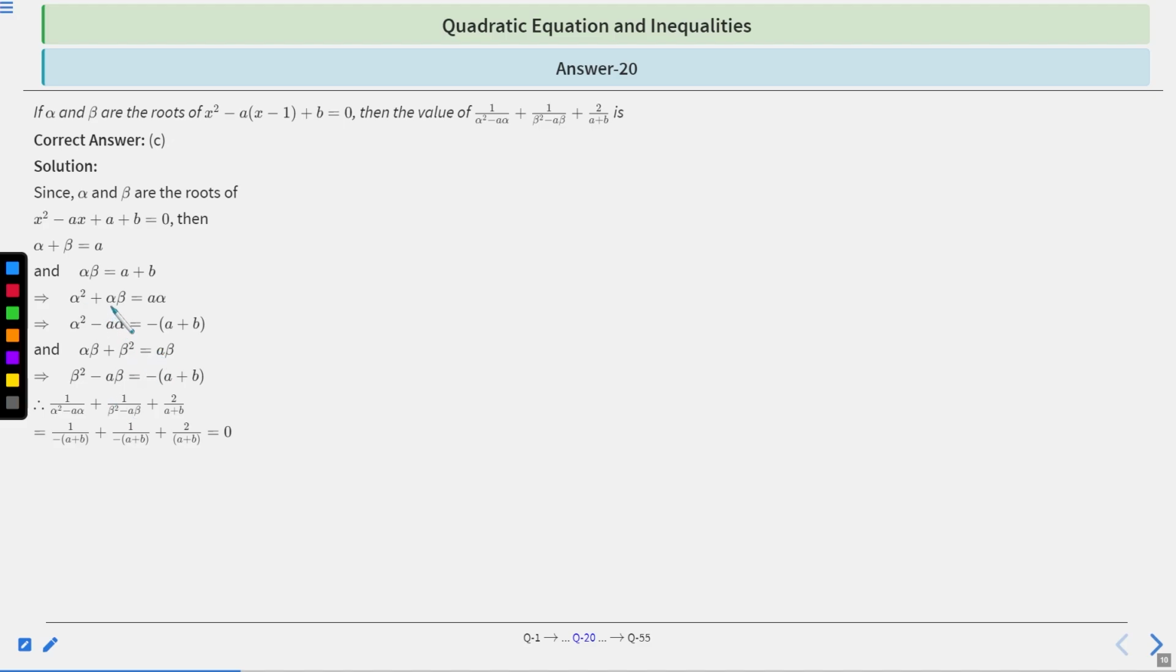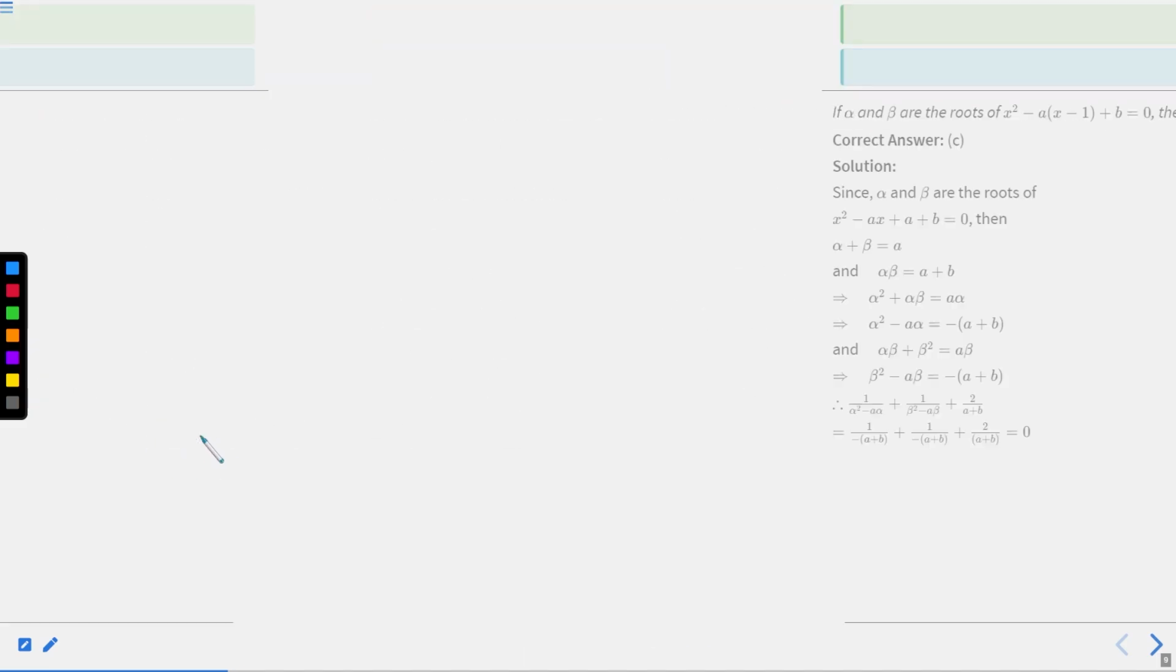First we multiplied with alpha on both sides. After that we multiplied with beta on both sides, right? So beta square minus a beta is equal to minus (a plus b), right? Therefore, in this expression we put alpha square minus a alpha as minus (a plus b) and beta square minus a beta as minus (a plus b). So plus 2 by (a plus b), which is equal to 0. I think option C is the right choice.